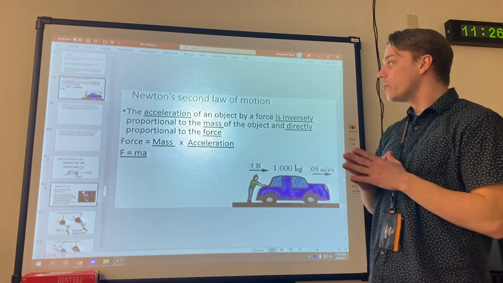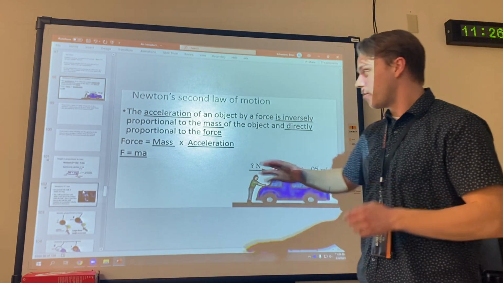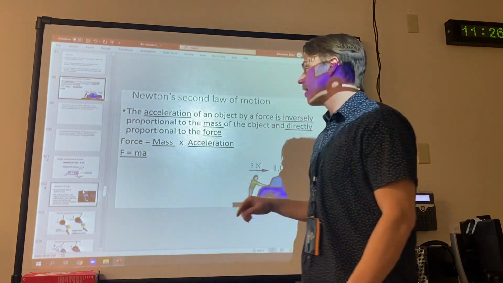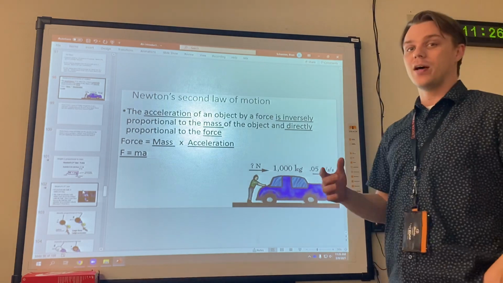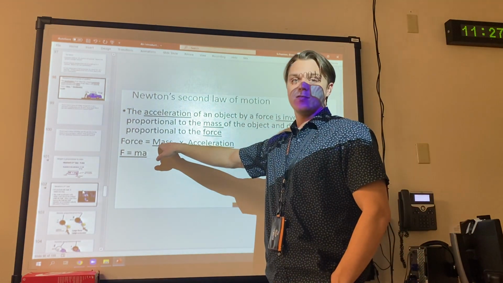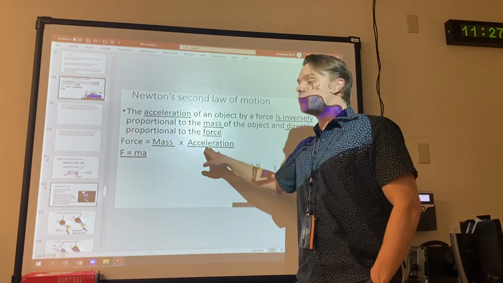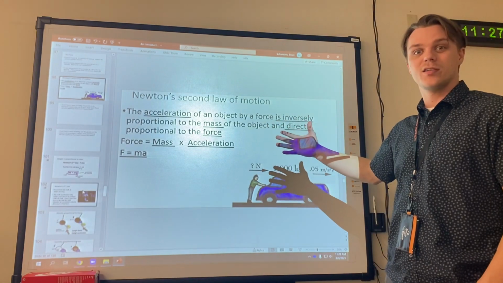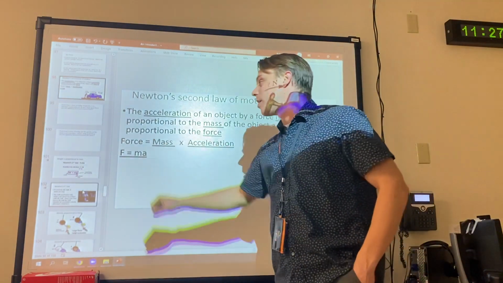So the formula for Newton's second law is that force is equal to the mass of an object multiplied by its acceleration, or multiplied by its change in speed. So the heavier an object is, or the more it's able to change a speed, or to accelerate an object, the more force it's applying.